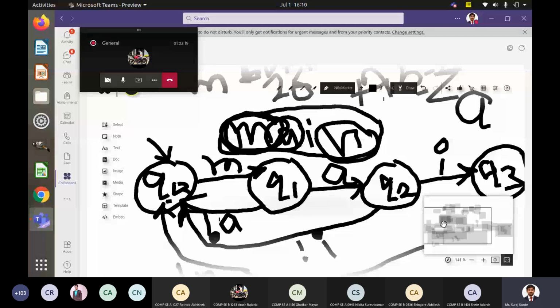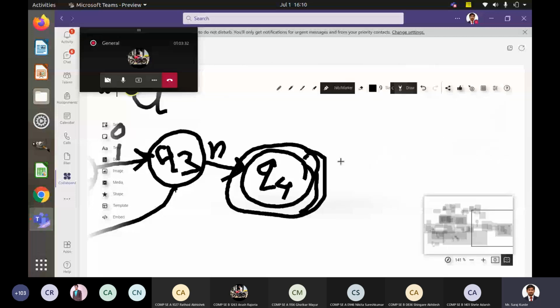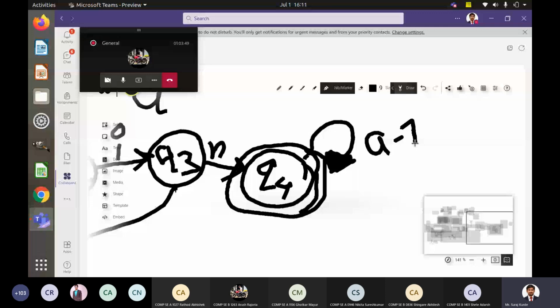Now on Q4, if any other input is there, it shows the self loop. So here it is a self loop. And A to Z, any input is accepted. So this is a self loop.